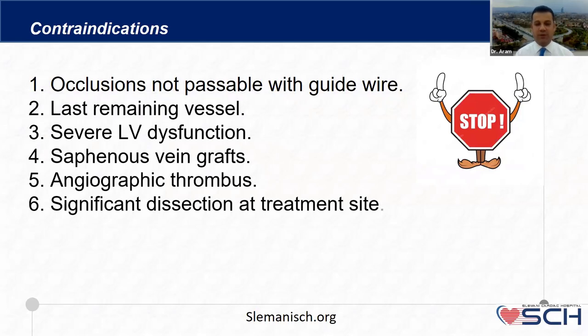Or sometimes when we do PCI before rotablation, because the burr cannot cross, we do a bit of dilatation. If you do balloon dilatation and your balloon causes dissection, you should never try rotablation, because it is completely contraindicated to do rotational atherectomy on a dissected vessel.